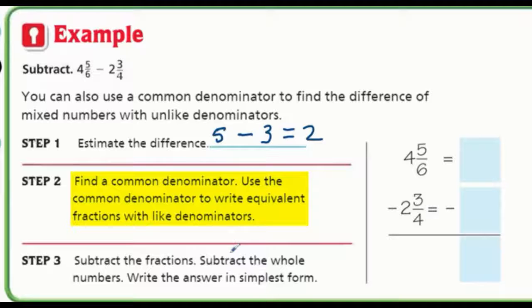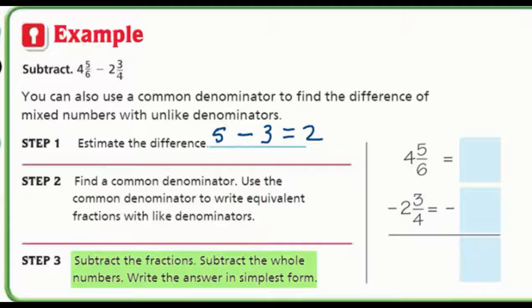Find a common denominator. Use the common denominator to write equivalent fractions with like denominators. All right. And you know what? Maybe I should read step 3 too, since sometimes I go ahead anyway, which says subtract the fractions. Okay, subtract the whole numbers. Work to write the answer in simplest form. All right, I can do that, I hope.